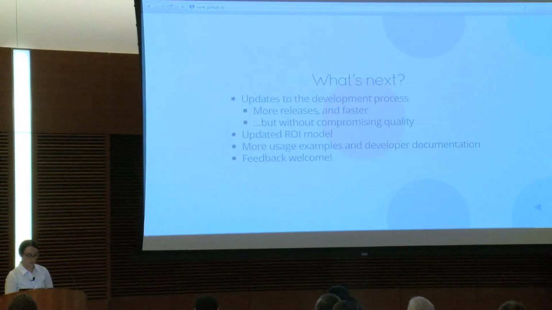Okay, so just to finish up, what's next for the next 6 months or so. As I mentioned earlier, we're working on ways to update our development process so that we get more releases out more quickly. The counterbalance to that is we don't want to impact quality. We have a rigorous testing process, and we need to keep that in place. We're also working to update how ROIs are stored in OME XML. Our goal is to improve the experience of opening a file, taking the ROIs out of that file, and displaying them in ImageJ or OMERO.